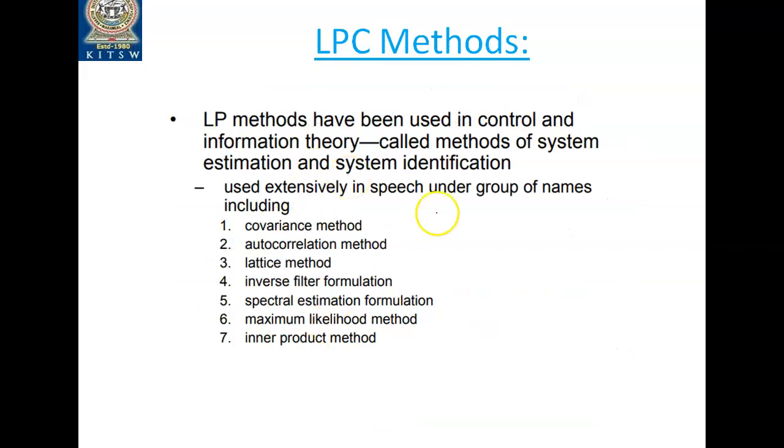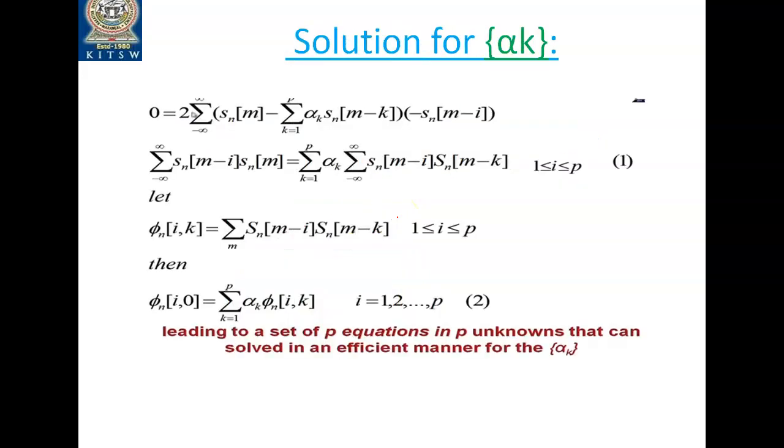These are the methods: covariance and autocorrelation. First let us start with the autocorrelation method and then we can move on to the covariance method. The solution for alpha k we have already seen in the previous video, where we clearly mentioned that we need to minimize the mean square prediction error. We can call this MMSE, that is minimum mean square error.